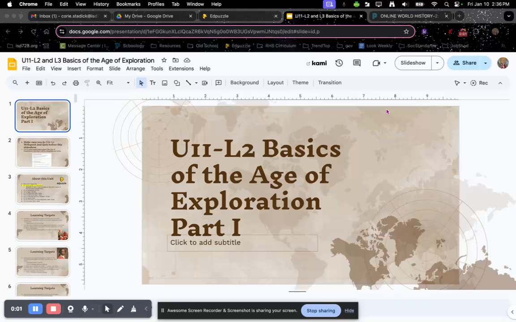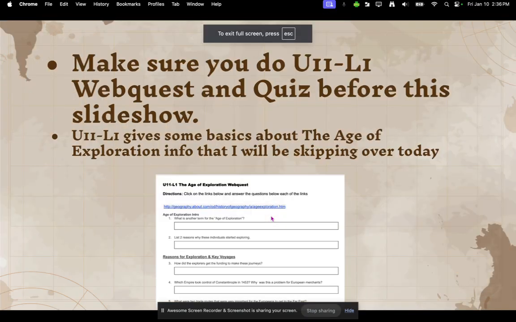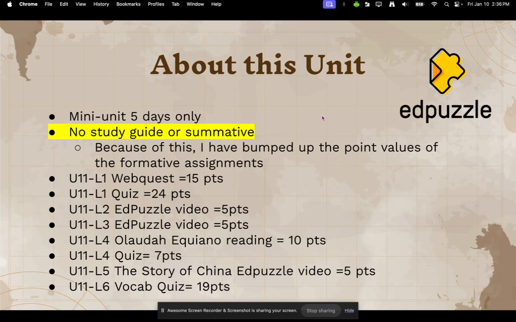Hey, world history. Welcome to U11-L2 Basics of the Age of Exploration, Part 1. Make sure that you did the U11-L1 web quest and quiz before the slideshow, just because U11-L1 gives a lot more background information that I'm skipping over today. This unit is very different than all the other units because there is no summative and no study guide. It is a mini unit, only 5 days long.